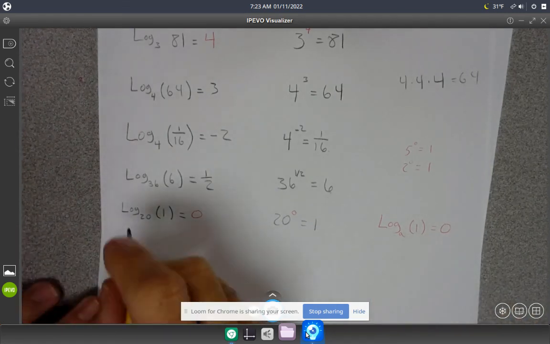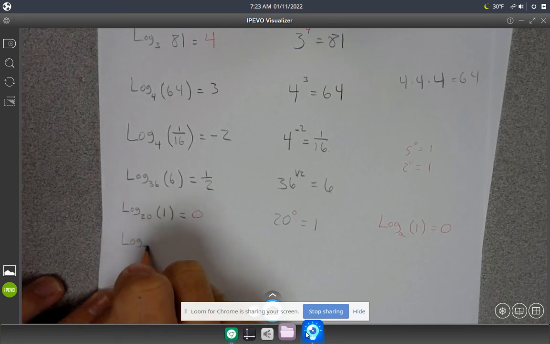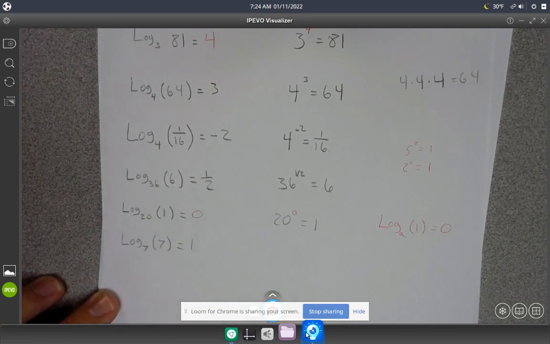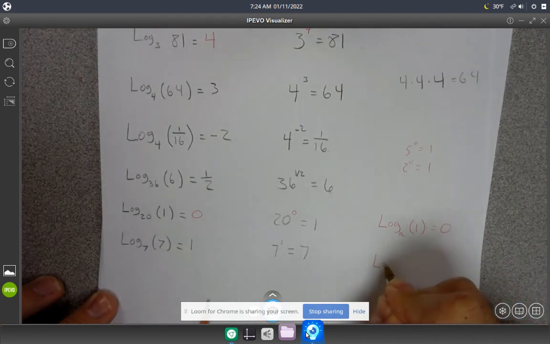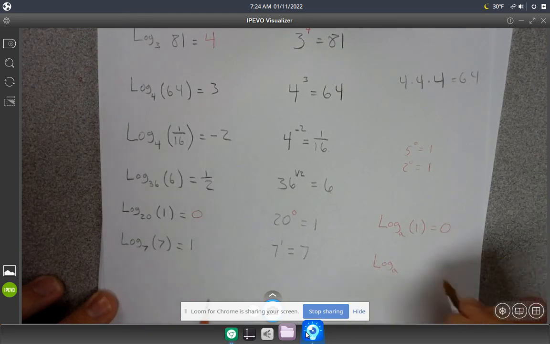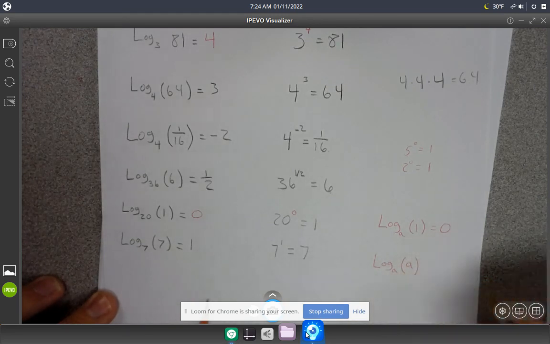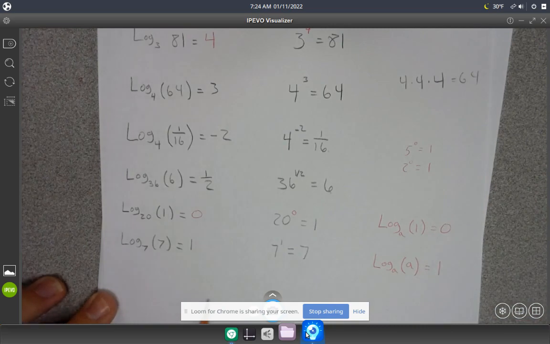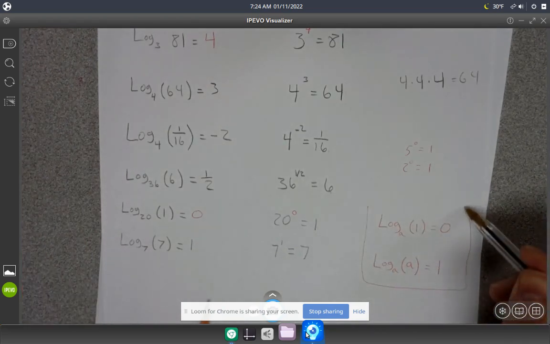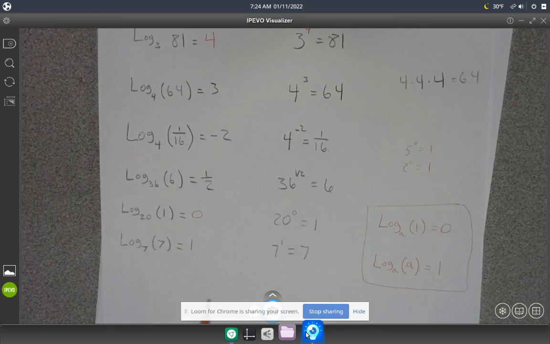Another one that's kind of special would be log base 7 of 7. All right, this is going to equal 1 because if you raise 7 to the first power, you get 7 back as your answer. All right, and that's going to hold true for all numbers again. Log base anything of that same base is always going to equal 1. All right, these two are kind of special because they're always true no matter what your base is. So it's worth memorizing.